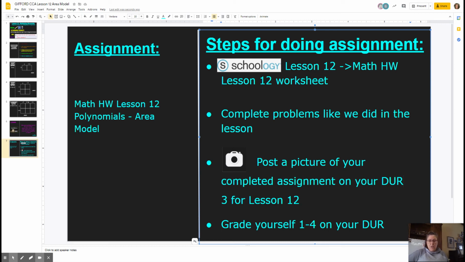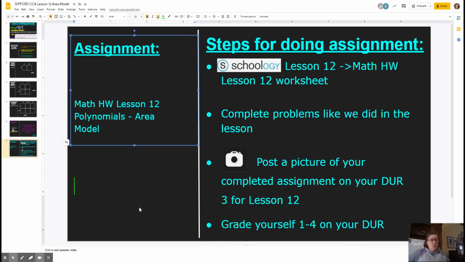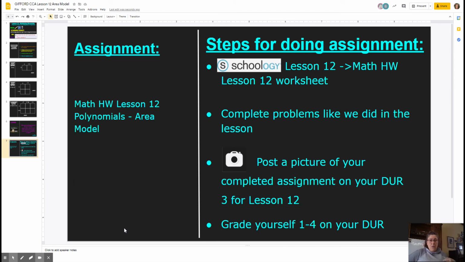And then take a look at your DUR and make sure if there's anything else that's missing or needs to be completed, make sure that you do that, or even double check my work to make sure that I have taken care of any missings or incompletes for you. Okay, so it's 10:33. The rest of the class time is going to be for you to work on that lesson 12 worksheet, and you'll see it in Schoology. So go ahead and open that folder up.